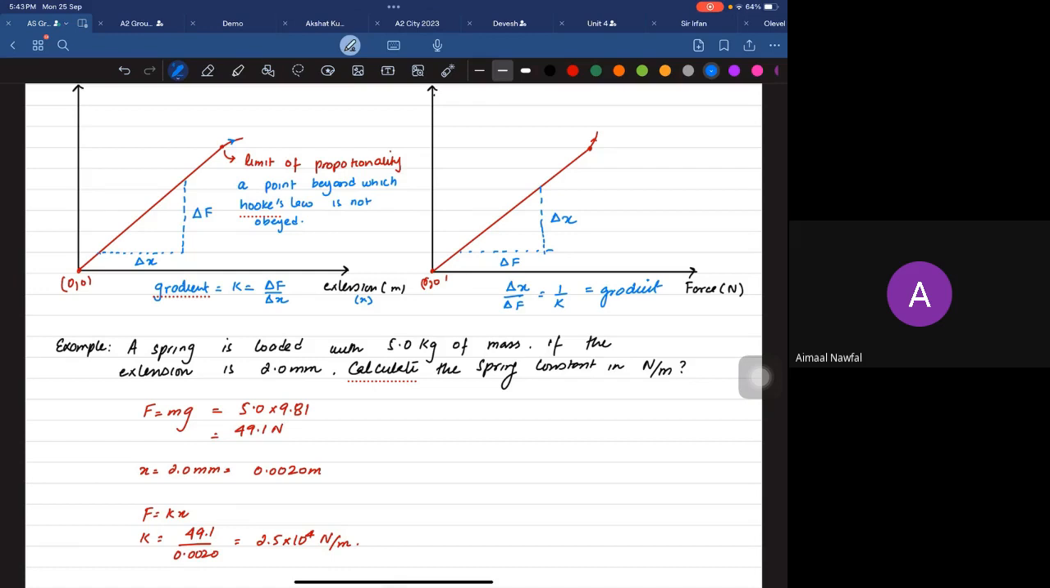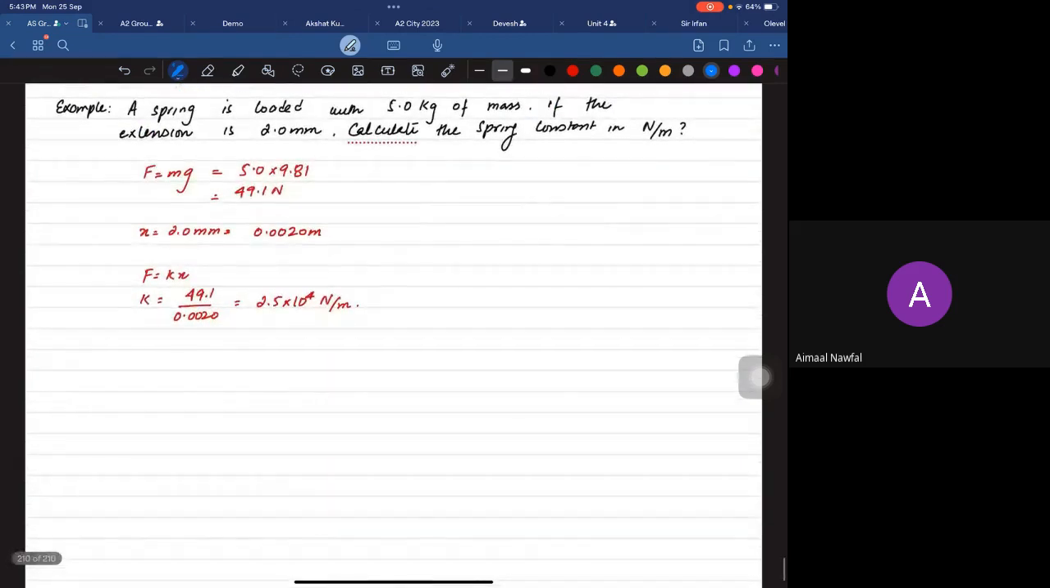Okay. Done. Should I go forward, everyone? Yes. So now we need to learn, like you guys asked me, how do you find the limit of proportionality. It's basically done through an experiment. So we'll do an experiment to find that with a spring.